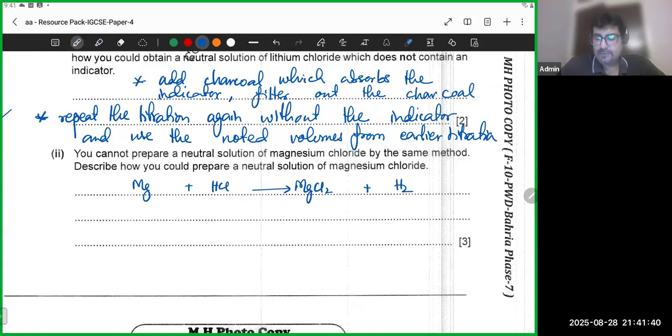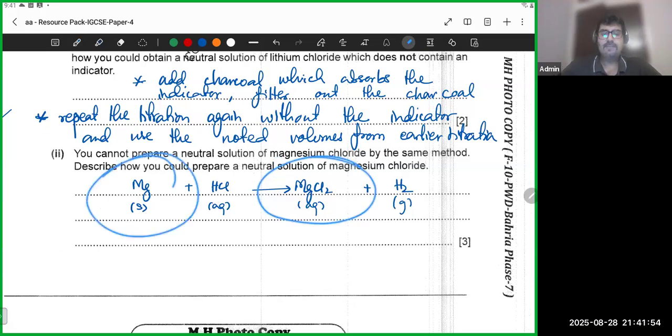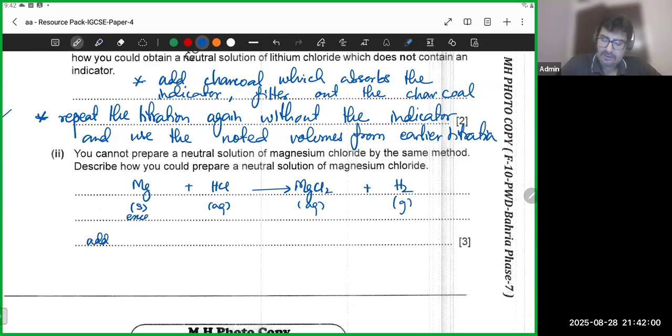Again, the reason you can't use titration over here, you have to use a different method, is magnesium is a solid and HCl is aqueous. So the method that was going to be used over here was excess method. Excess method is when you have a soluble salt and the reactant that you're using is an insoluble reactant. So what you're going to do is you're going to add excess of magnesium. You're going to add a lot of magnesium until all the acid is used up and is converted into the salt.